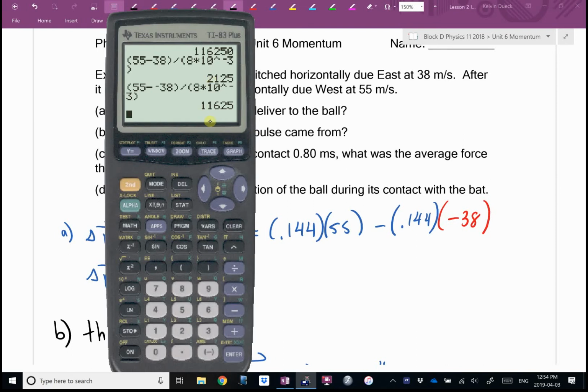Did you get 11,625? Oh, you know what? I typed this in wrong. It was 0.8 milliseconds, wasn't it? There's where I'm off. Typo. Same answer eventually, if I don't make so many typos.